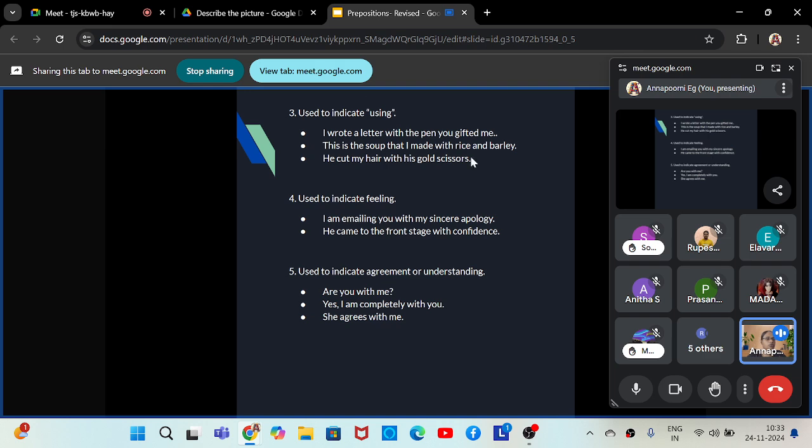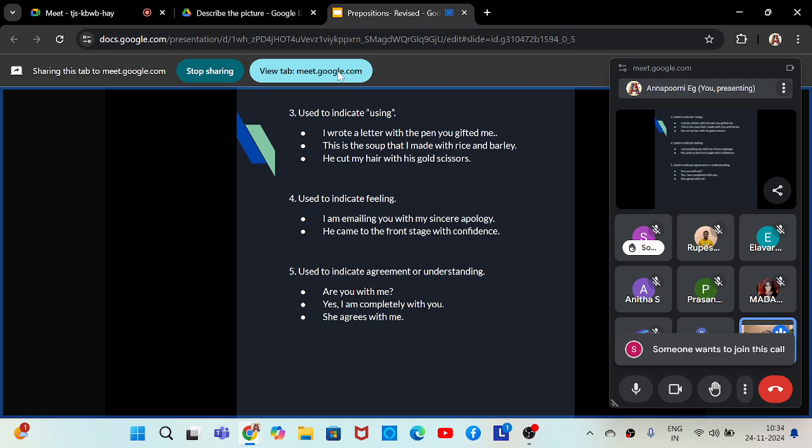Okay, so Arun Kumar, can you read the examples? I wrote a letter with the pen you gifted me. This is the soup that I made with rice and barley. He cut my hair with his gold scissors.